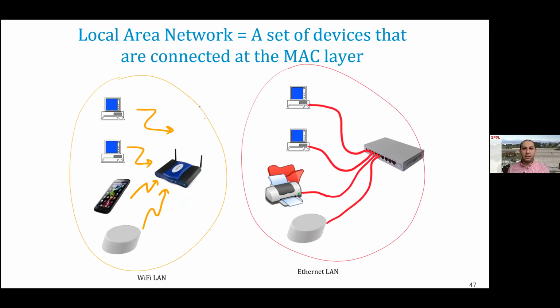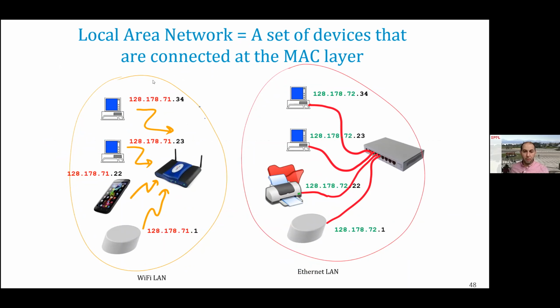So, local area network, a set of devices that are connected at the MAC layer. Already we have seen this. Another property of the local area network, also we have seen this. All machines that are connected to the same MAC layer should share the same network prefix. Here the numbers in red are the same for all these machines that are connected to the same LAN. Here the numbers in green are also the same for all these machines connected together.